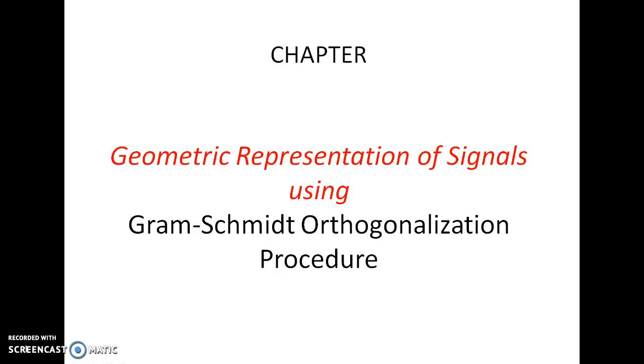Over there we will have some concepts of signal space representation of the signal, what is transmitted and what is received, and hence doing the detection of the signal. So this GS procedure helps us a lot to do the geometrical representations of the signal. The steps we already know.